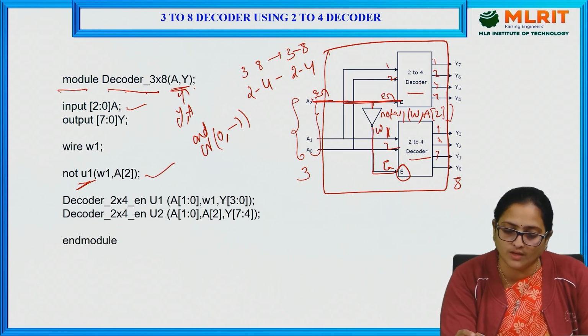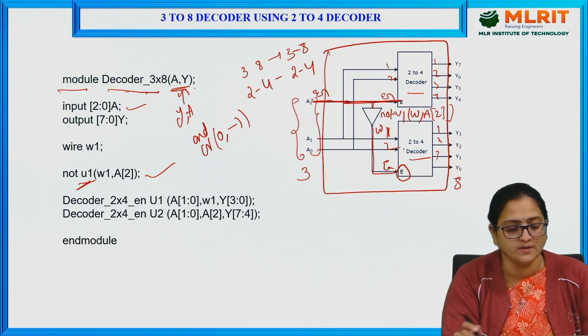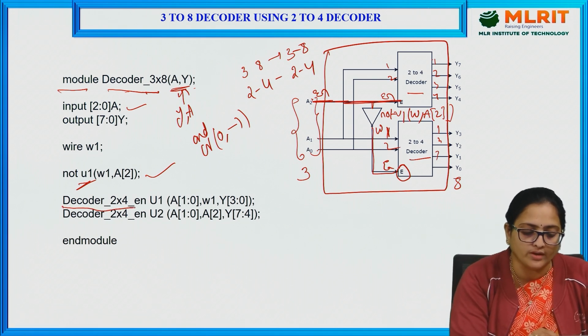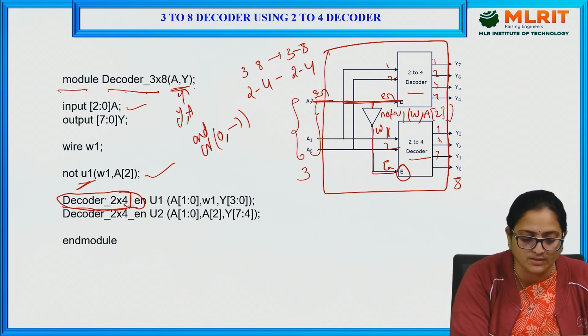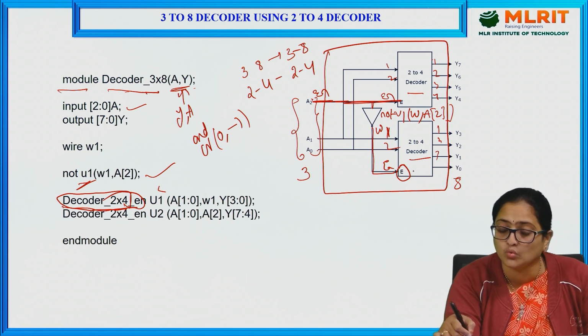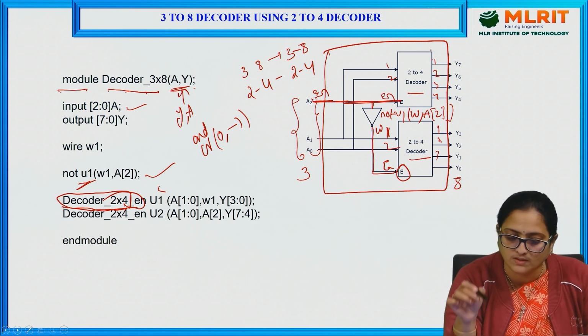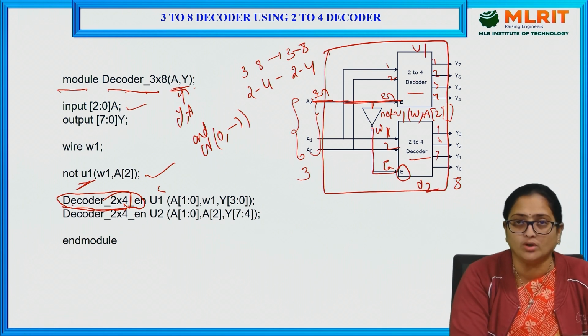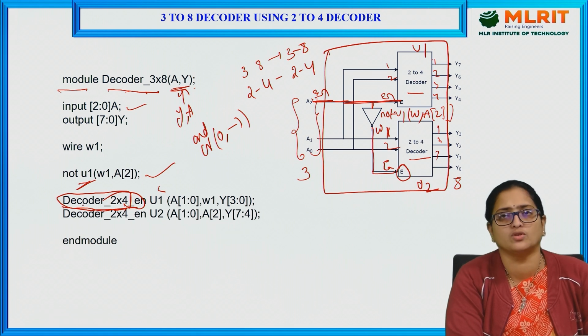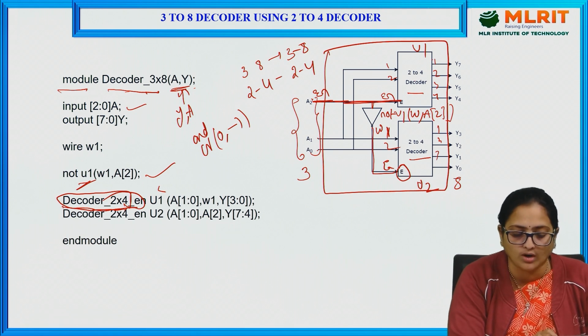Now, as we have already written the 2 to 4 decoder Verilog code, I am just calling the 2 to 4 decoder. Whatever module name I used for the 2 to 4 decoder, I am calling that module name here, and I am assigning instance names, this may be U1 and this will be U2. The same decoder name used in the design description can be called here, and that decoder is given the name U1. There I had taken outputs first, followed by the inputs, and here inputs are taken first, followed by the outputs.